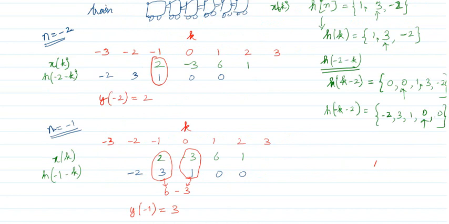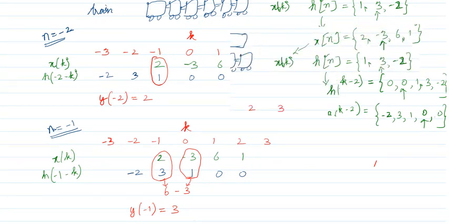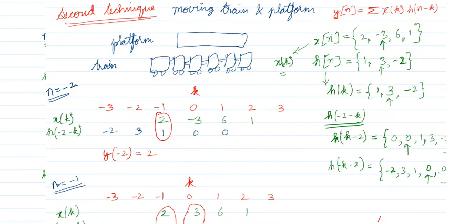What is the question given? X of n is given, h of n is given. What is asked? Output is asked. What method are we using? We are going for the convolution operation. First step, replace x of n with x of k. So what is x of k? X of k is the same: 2, minus 3, 6, 1. This is my x of k. Next, h of n is changed to h of k. It's the same. Now, in the moving train approach, what do we do?